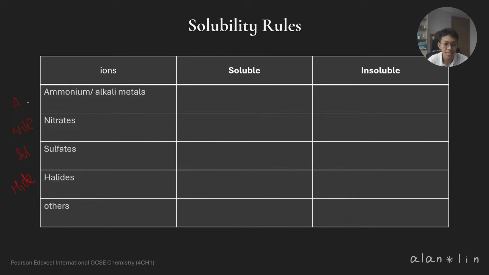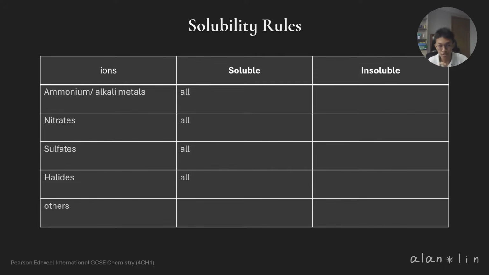So A stands for ammonium and alkali metal ions. So you have sodium, lithium, potassium ions. Night stands for nitrates, sol stands for sulfates, height stands for halides. So things like fluorides, bromides, and iodides fall under the category of halides. And as for whether they are soluble or insoluble, for now we're just going to put "all" in these 4 named ions, which means that all of them are soluble.